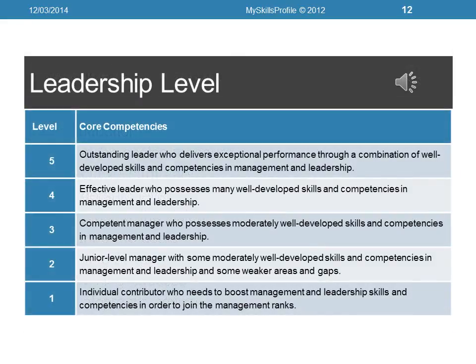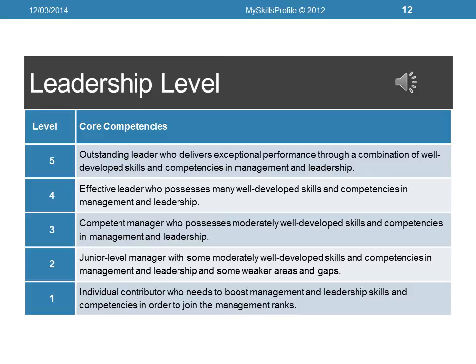The LPI indicates an executive's approximate leadership level using a 5-level model similar to the Level 5 leadership framework developed by leadership author Jim Collins in his book Good to Great. In the LPI framework, a Level 5 leader is defined as an outstanding leader who delivers exceptional performance through a combination of well-developed skills and competencies in management and leadership.